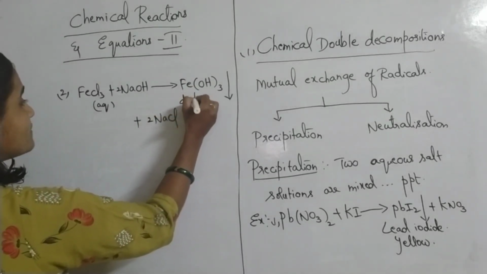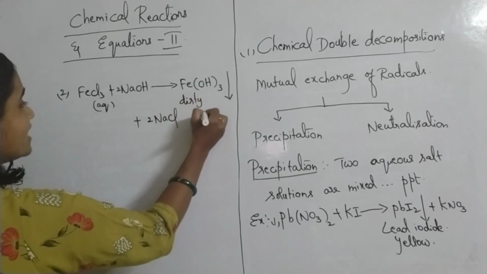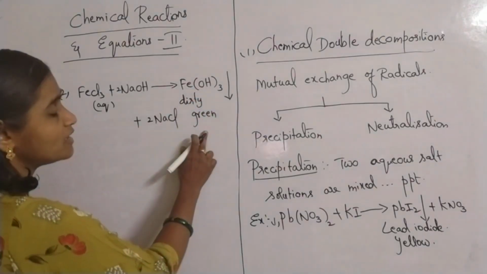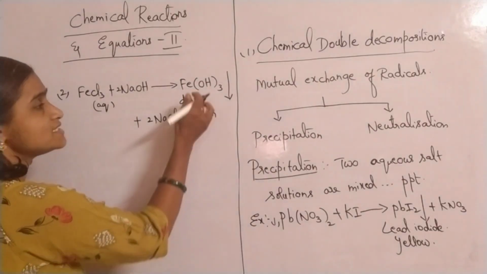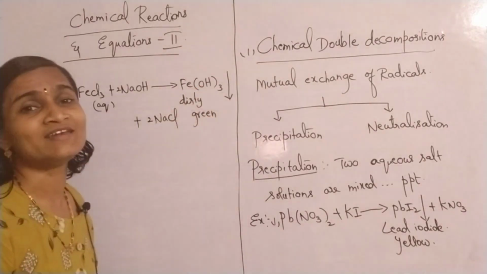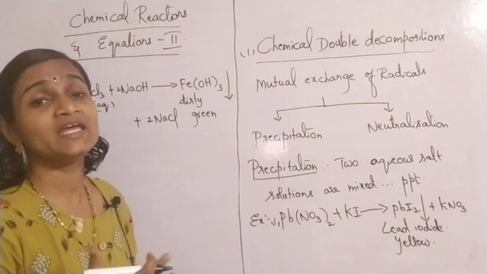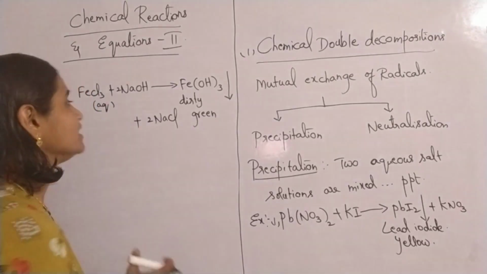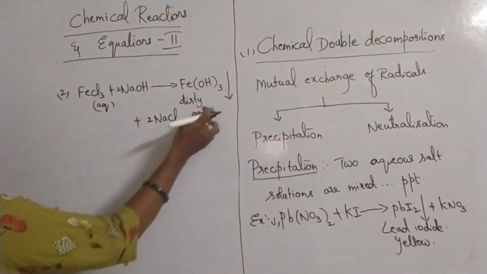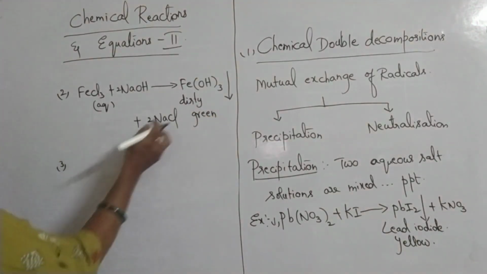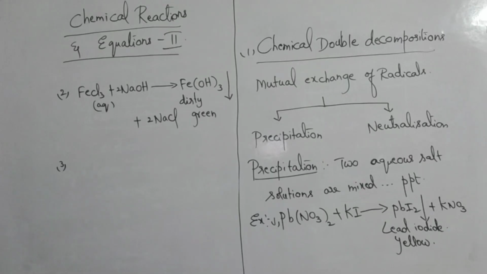This precipitate is considered a dirty green colored precipitate. In chemistry terminology, you call it dirty green precipitate. It's not that the precipitate is a dirty one, no, dirty green precipitate is just what you call it. So that is an example for a precipitation reaction. Remember the color changes.